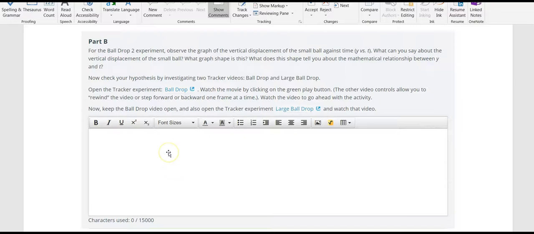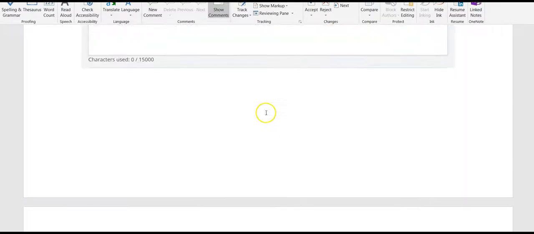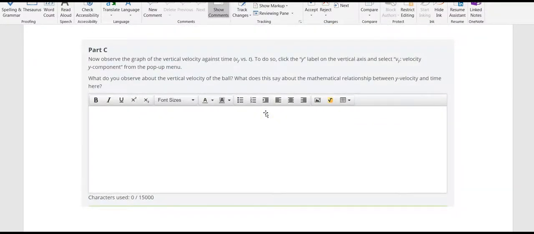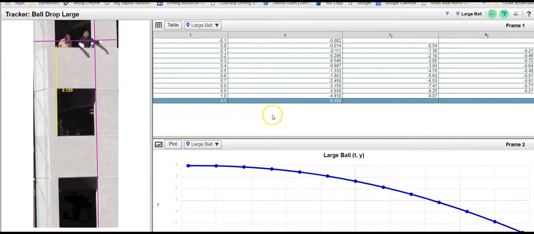Now, part C is talking about down here, actually. So I want you to compare the graphs for the large ball and the medicine ball. So I go to the graphs here. So here's the large ball. It tells you in part C, click on the Y label on the vertical axis, which is right there, and velocity components. So we're going to compare this graph. So click on the Y. Actually, not the Y. We'll click on the V sub Y. So V sub Y, right, so where'd it go? Right there.